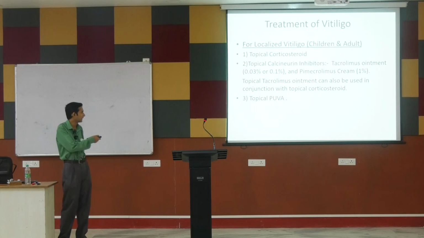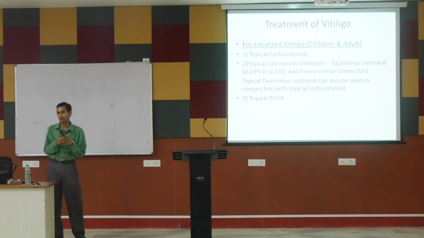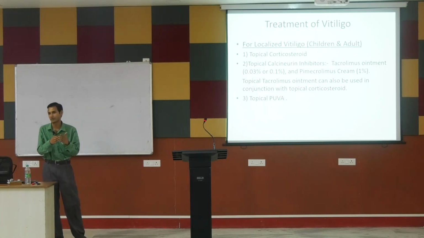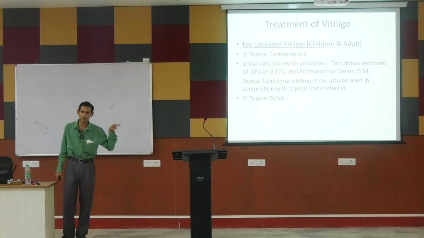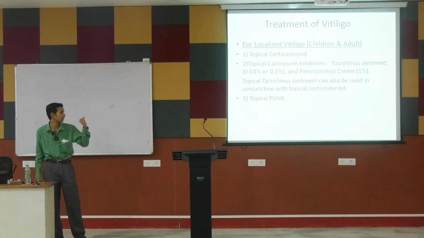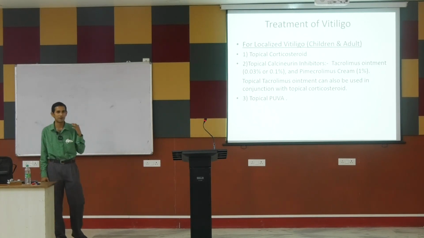The most important thing is that topical tacrolimus ointment can also be used in conjunction with topical corticosteroid. Suppose you have given clobetasol once daily for 2 weeks, then a 1 or 2 week steroid holiday, and tacrolimus ointment at night. The steroid is applied in the evening, tacrolimus ointment at night, for continuous 4 weeks. These cycles are given continuously, usually for 3 to 4 months, to get the result. It produces a synergistic effect.